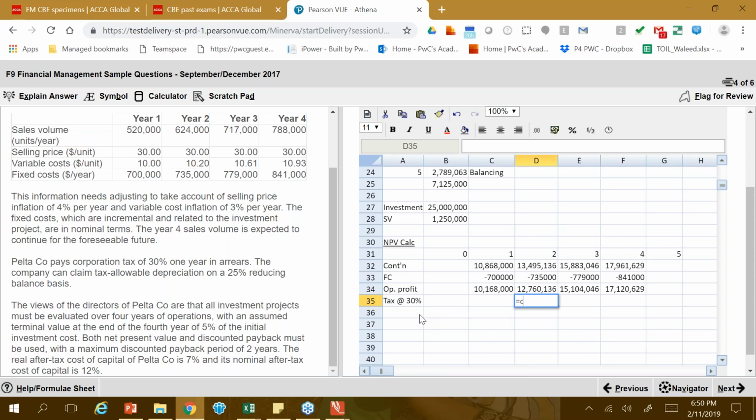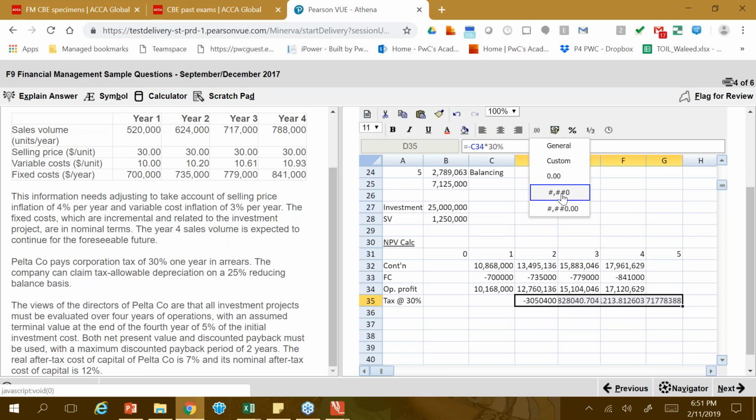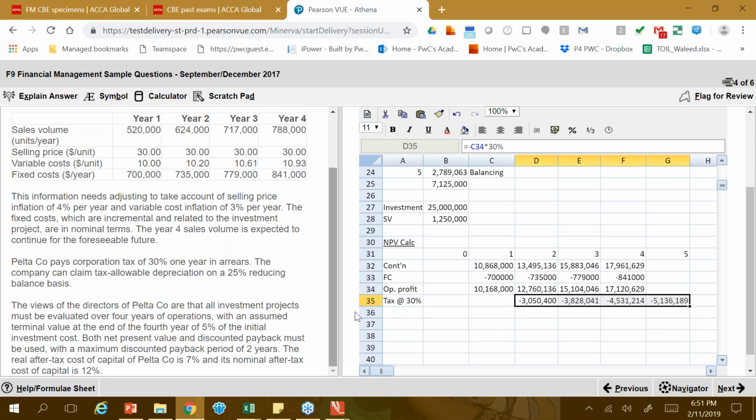So we'll take this C34, minus C34 into 30%. So minus C34, 30%, which means that it will take this value, apply the 30%, and show it as a negative, which is an outflow. And then I'll just drag this forward, and it will fill in all the cells for me. So we've got our T, the tax. The tax in this question was 2 marks because there was calculation and also the idea that it has to be shown in the next years.